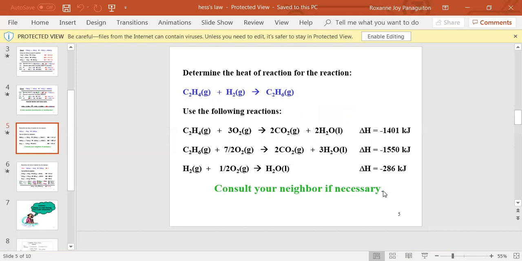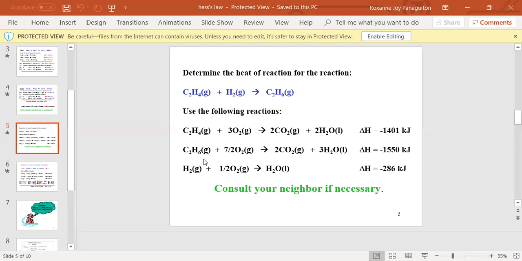So, if you look at the 3 equations and the main equation, there is actually not much to do. If you look at the reactant, here we have the ethene. Among the 3 reactions, you can also see the ethene on the reactant side, so hindi na kailangan i-reverse si first reaction. Now, if you look at your product, ethane here is actually on the product side, but in your second reaction, ethane is found on the reactant side.